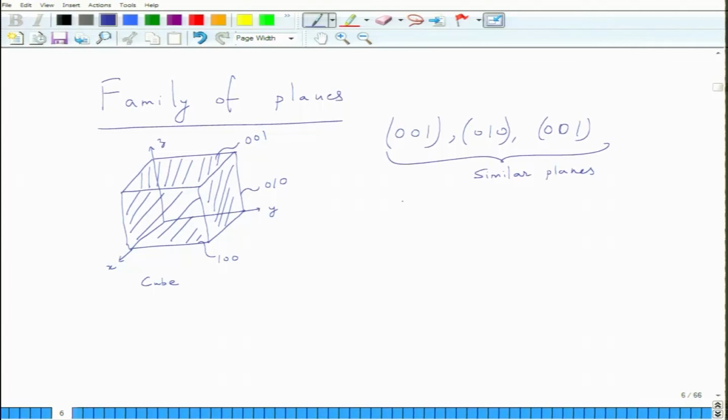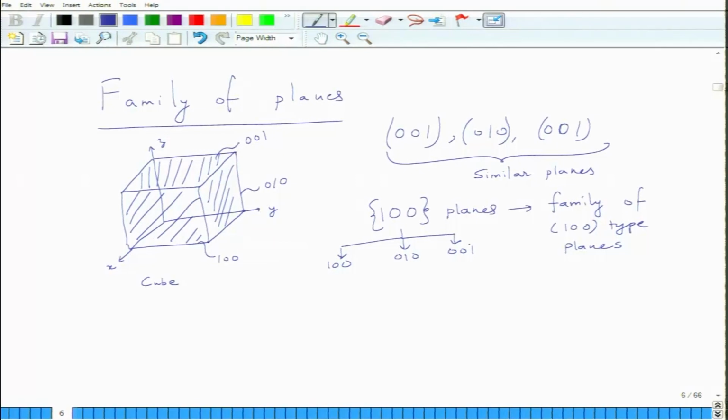So, I can represent these as 1 0 0 planes by these curled brackets, okay. So, this would mean a family of 1 0 0 type planes, but only valid for a cubic system, okay. So, 1 0 0 here implies 1 0 0, it implies 0 1 0 and it implies 0 0 1.